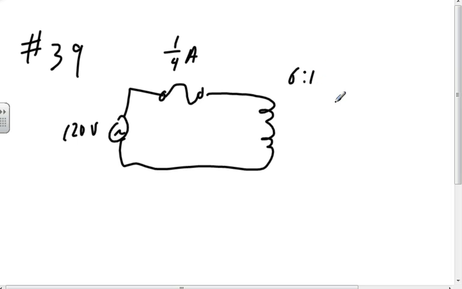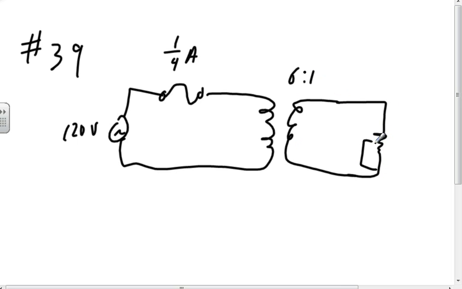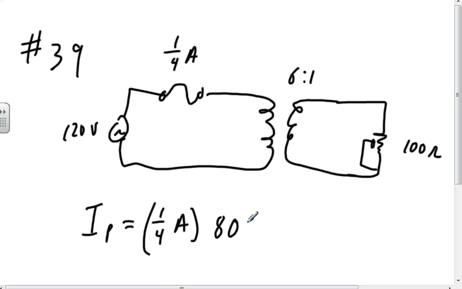6:1, my turn ratio. I got a resistor at this end, and it's variable. And it could be as high as 100 ohms. And we want to find the minimum allowable RL. Okay, so that's what we're going to do. Now, current primary is going to be 1/4 amp times 80%. So that's going to be current primary max allowable.